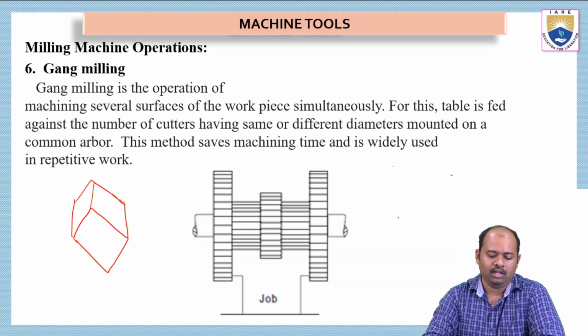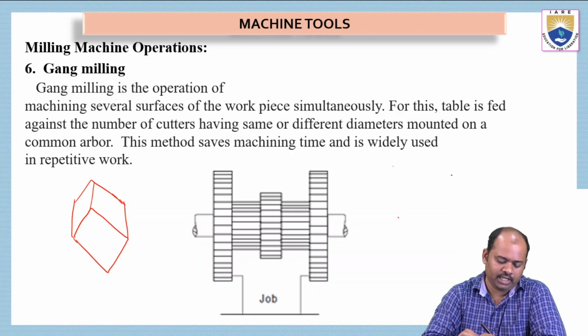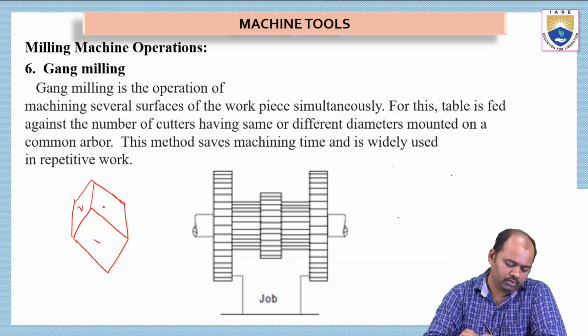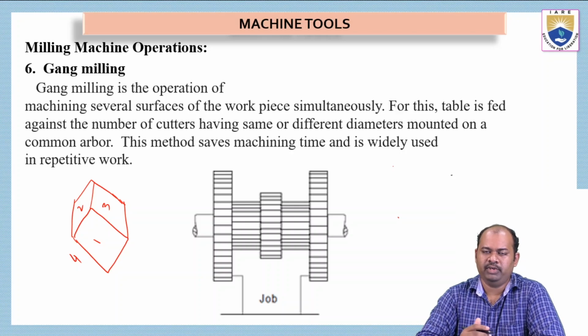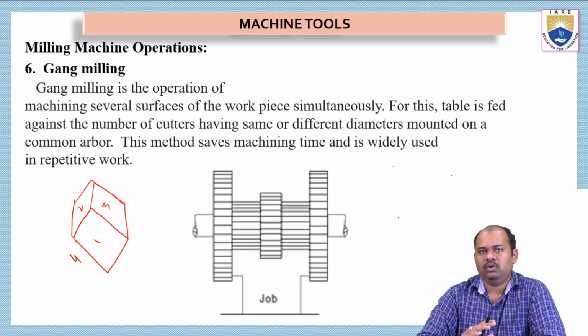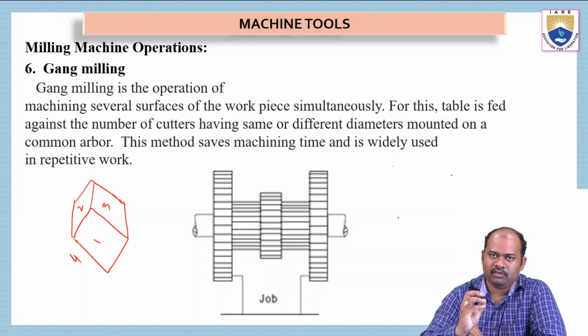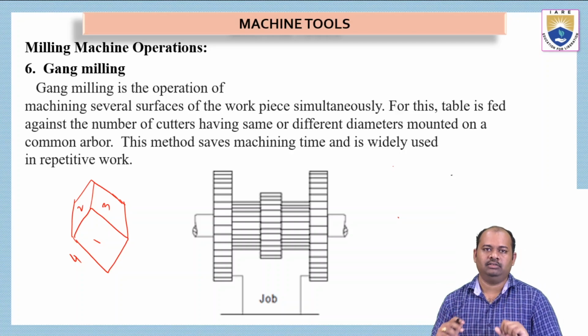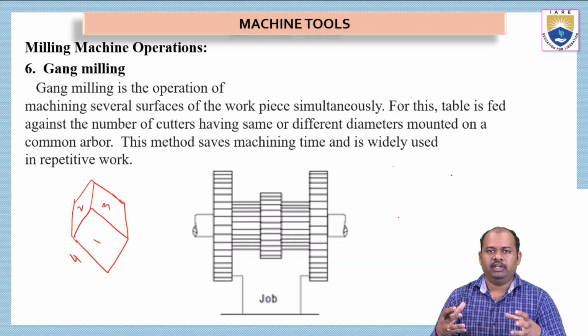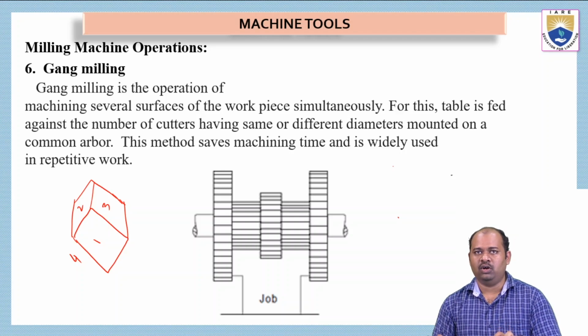But in gang milling, I can work on up to 3 or 4 faces. All the 4 faces I can work simultaneously based on the type of configuration that is available for the machine. All the 4 faces can be machined parallelly. That is why a group of faces or group of operations are done on a single workpiece. That is why this process is called gang milling operation.